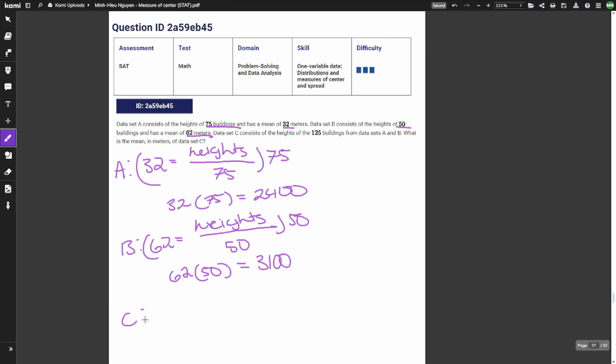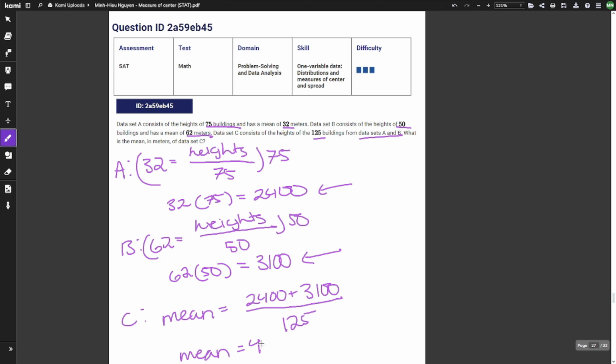And then for dataset C, the mean, which we don't know, is equal to the heights of datasets A and B. And the height of dataset A is that number, and the height of dataset B is this number. So 2,400 plus 3,100 divided by the number of buildings, which is 125. And if we go ahead and do the math, the mean is equal to 44.